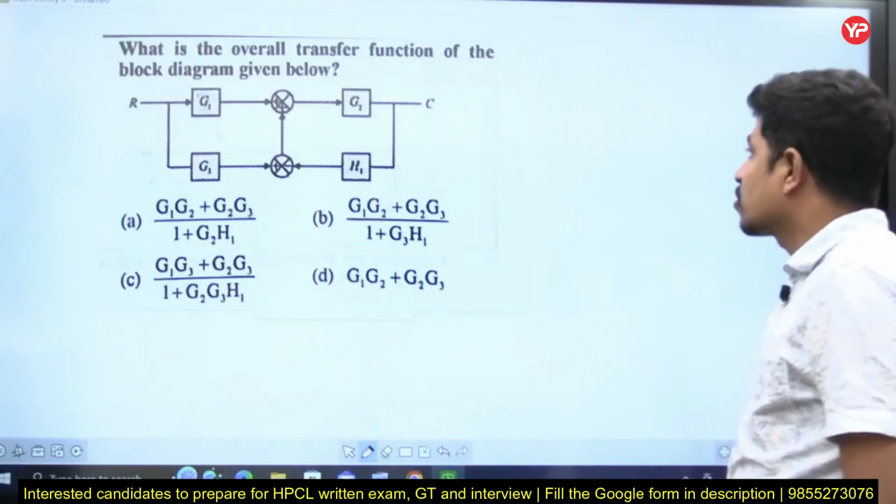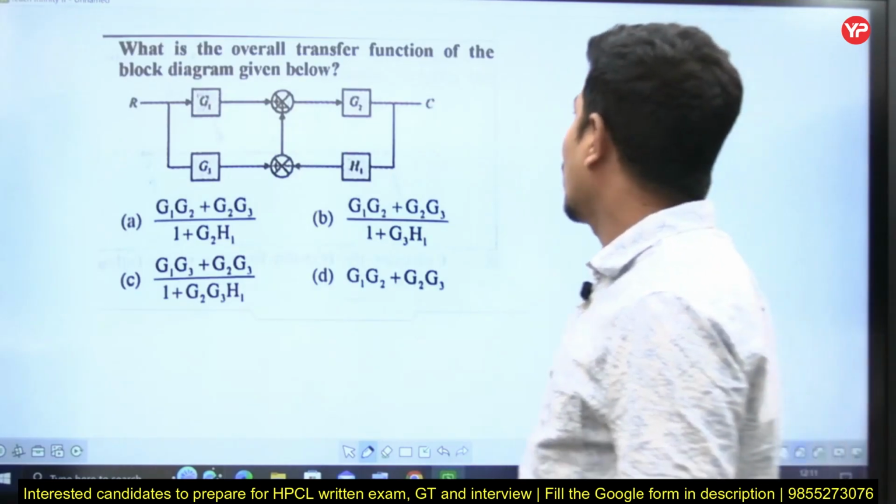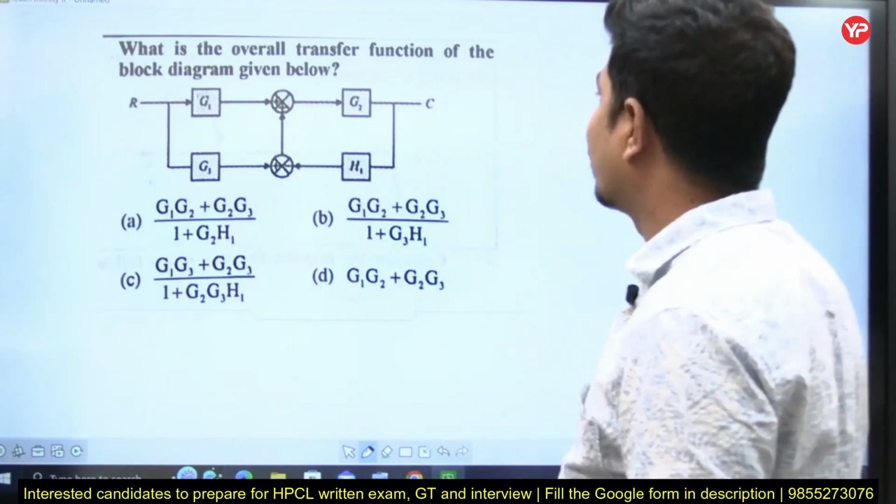Let's go to the next question. What is the overall transfer function of the block diagram given below?